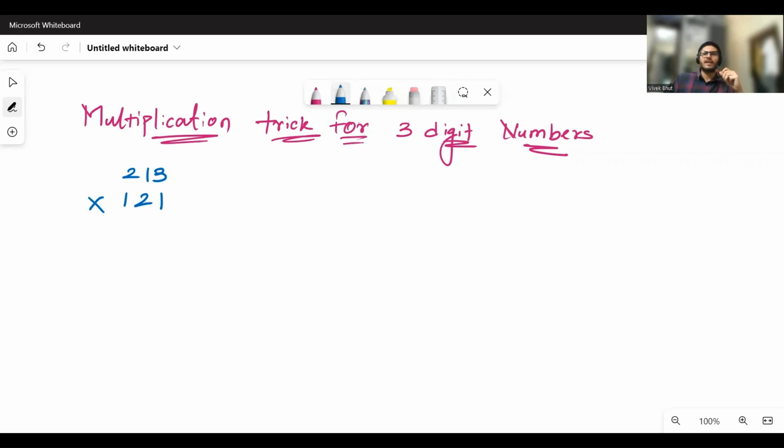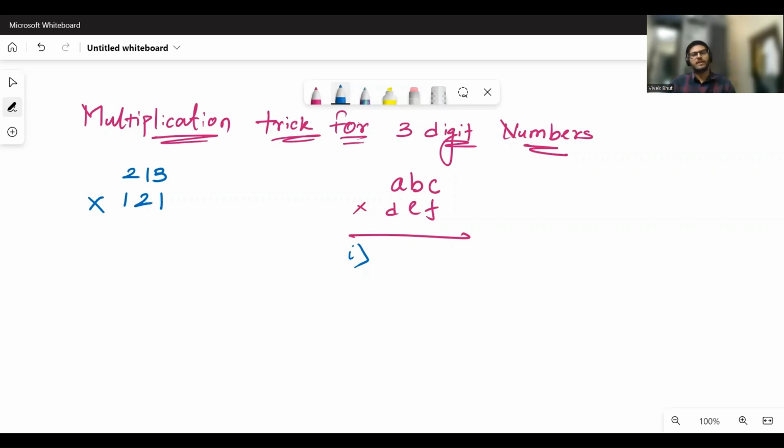Now this technique will give you the product of any two three-digit numbers in a real quick time. So let's see what the steps are. For multiplication of three-digit numbers, I'll generalize the digits as A, B, C and D, E, F. Now let us see the steps. I divide this multiplication into 5 steps. So let's start with the first step.